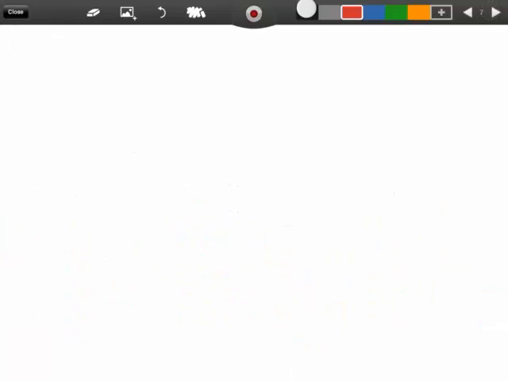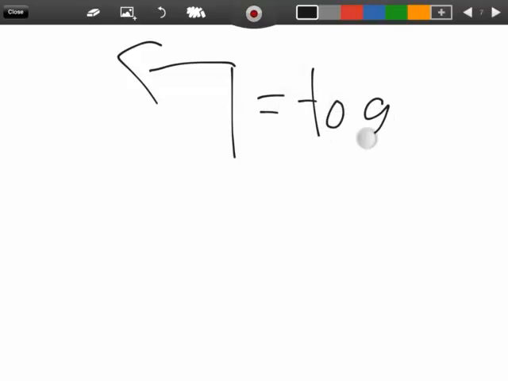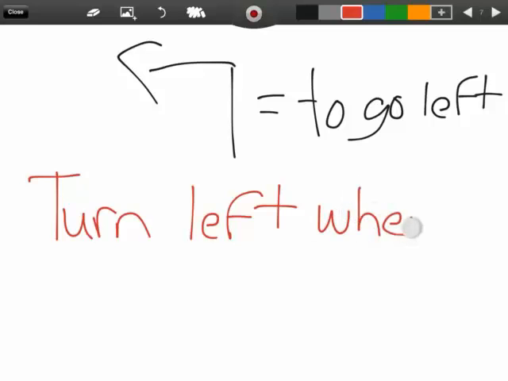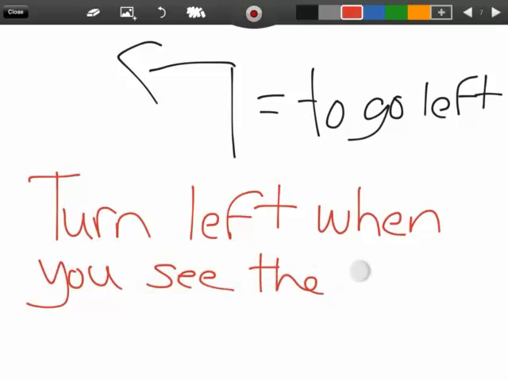Moving on to our next part. I gave you this figure, meaning to go left. And if you want to use this in a sentence, you can say turn left when you see the market.